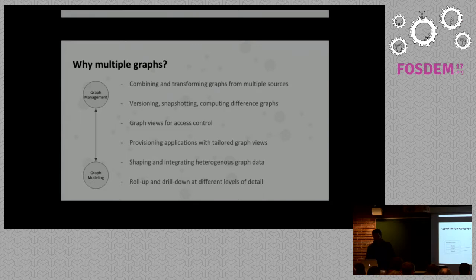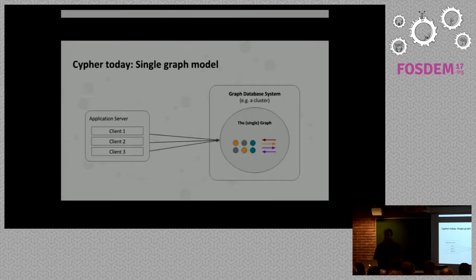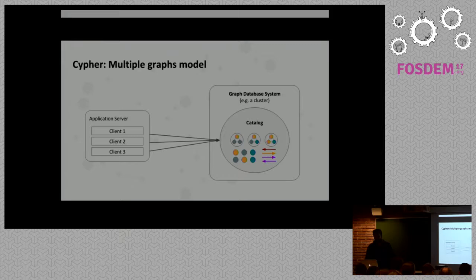So we want that in Cypher, but of course what we have today, usually you have a graph database system, you have a client that talks to it, and it talks to a single graph, right? And where we want to move is a system that looks more like that, where you have a multiple graphs model, where you have an application server with a client that talks to the graph database system, and the graph database system now has a catalog of graphs, right? Many, many graphs, separate from each other, and you can query them, you can combine data from them, you can build new ones, right? That's kind of the goal.